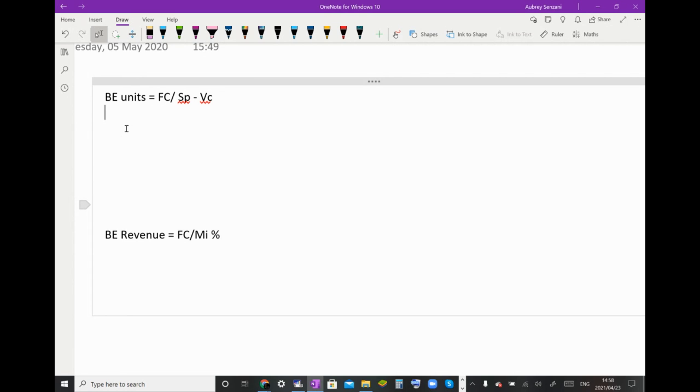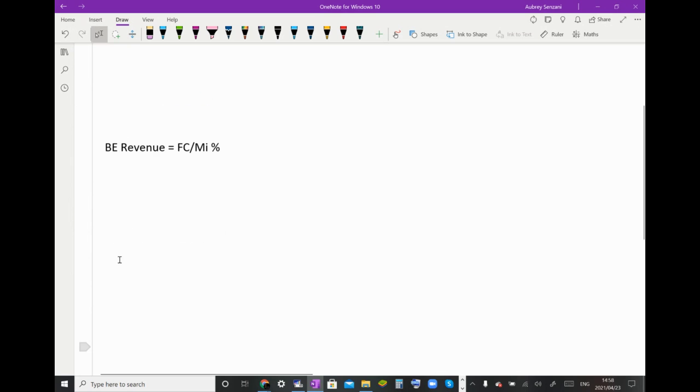And then the last point, they want you to construct a cost volume profit graph. Here again, it's not tough. I do believe the illustration is in the textbook, so I don't want to hold you for too long.